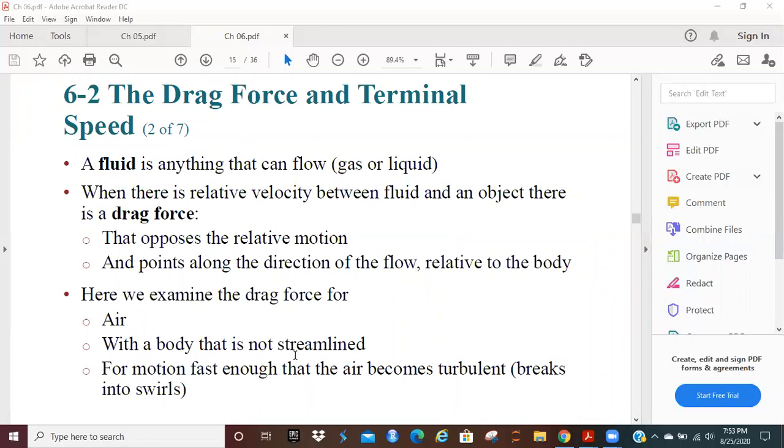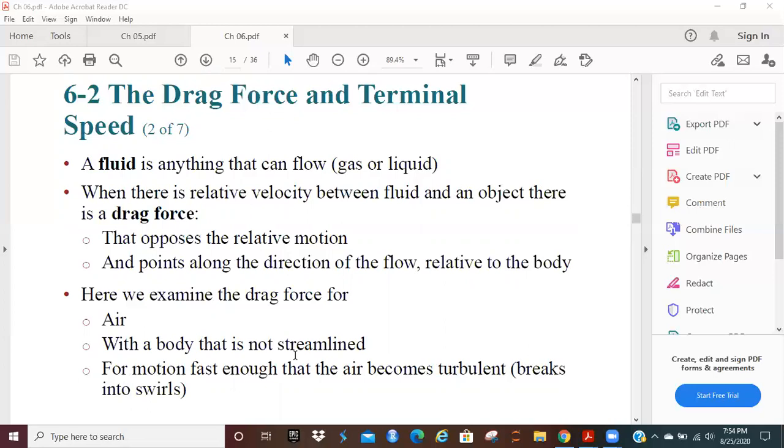Has anybody here heard of a drag force before? Or just the simple term drag? Before we start discussing that, we're going to discuss what a fluid is, and that's basically anything that can flow. It's a gas or a liquid. That could be air, it could be water, oil, what have you.